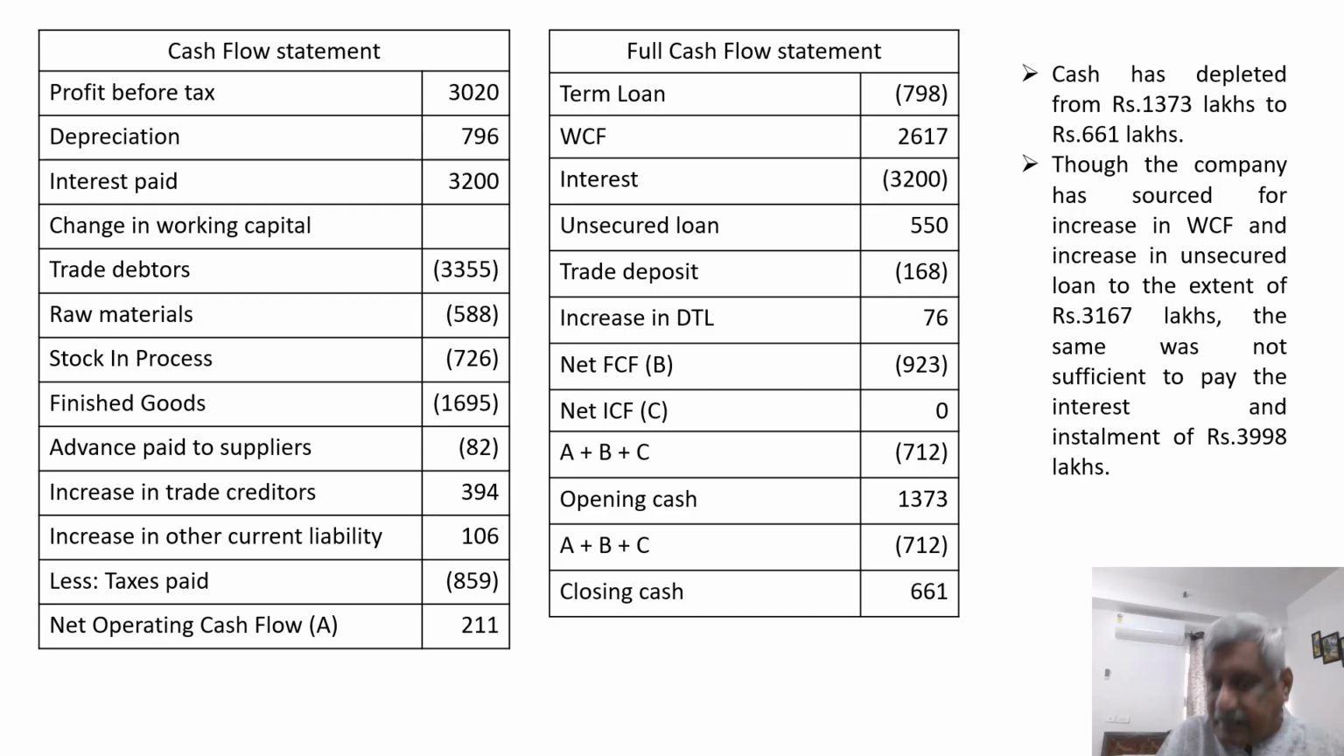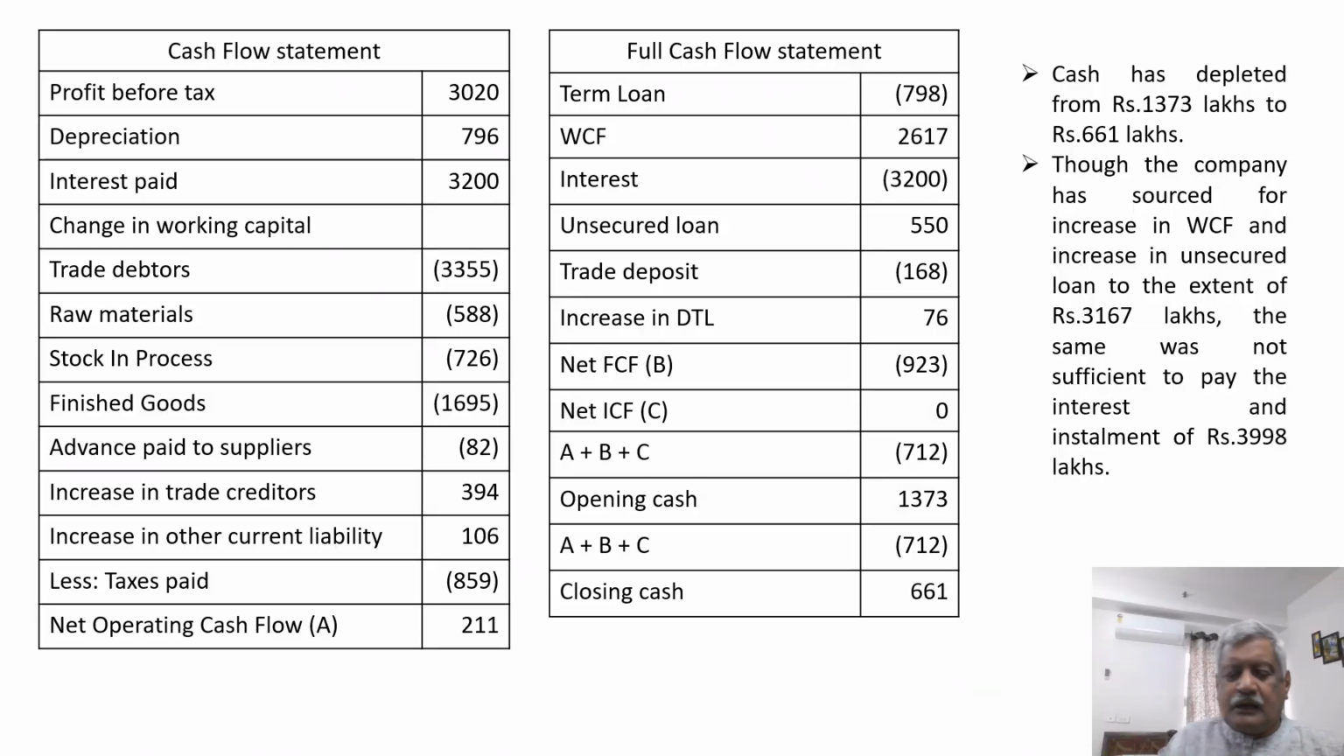And the deferred tax liability increased by 76. So it is a fund available to the extent of 76. So net financing cash flow is an outflow of 923, and there was no investment in the business, and the net investment cash flow is zero.